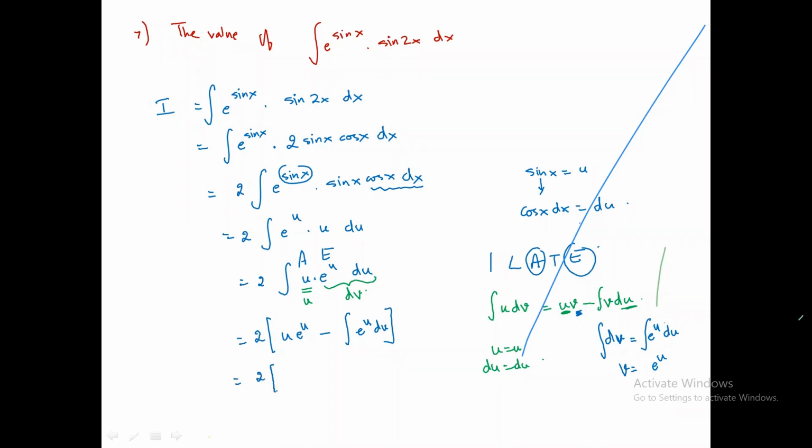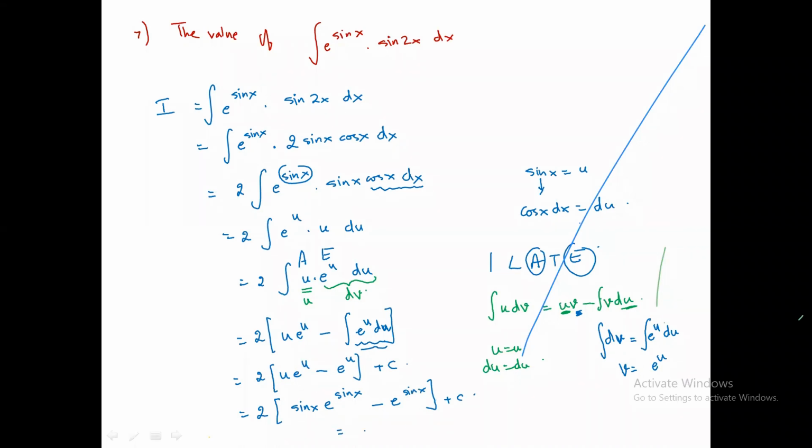So 2 into u into e power u minus integral of e power u du. It is e power u only, plus c. So now u I can put it as sin x. E power u is sin x: minus e power sin x plus c.